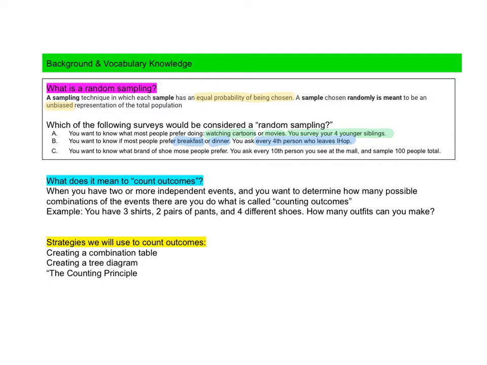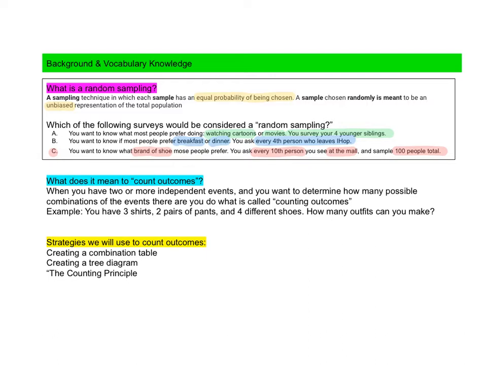Okay. C, you want to know what brand of shoe most people prefer. So we're looking for the brand of shoe. You ask every 10th person you see at the mall and sample 100 total people. This is a random sampling. This is the one that is random because it's unbiased, right? You don't know these people. You're not choosing them based on something that might lead their decision a certain way. And you're doing a lot of people. 100 total people is a lot, okay? So that's just to go over that word random sampling. You will have a question like that on your test that asks you to identify a random sampling later this week. Okay? All right, moving on.